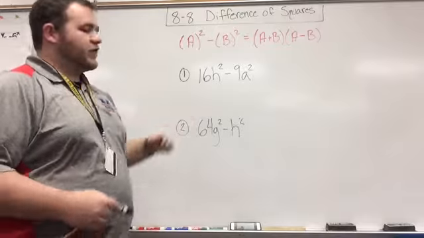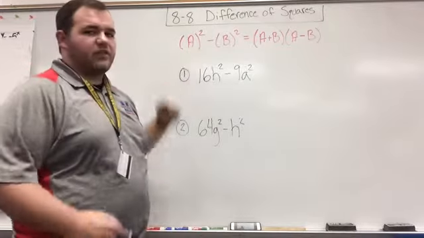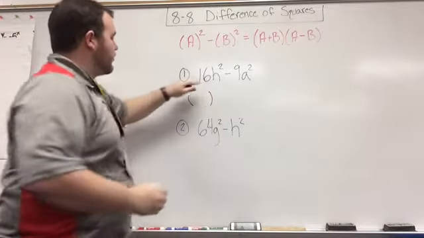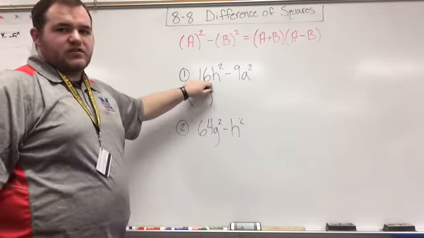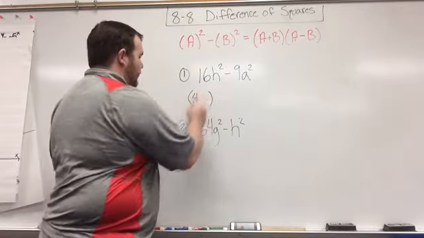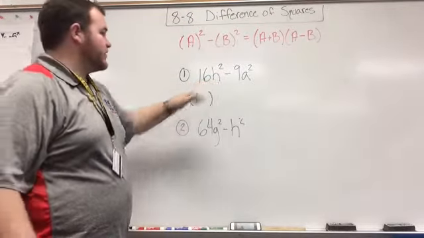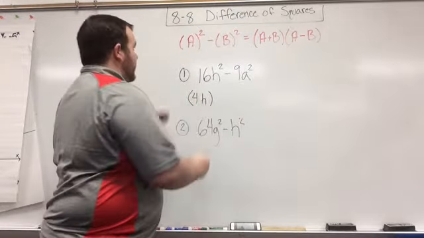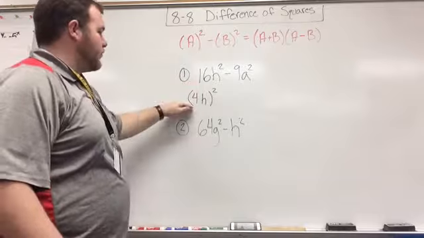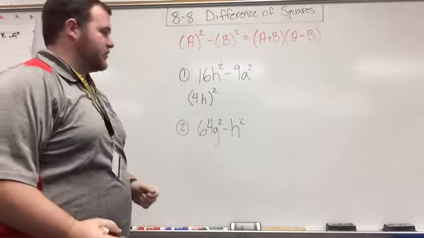And so if we look at this first example, we're going to go ahead and rewrite it kind of like this. So we have our parentheses. We need to find what squared equals 16h squared. So what times itself equals 16? 4. What times itself equals h squared? H. And then we got to put our squared out here. So we just changed the way we wrote it. 4h squared is the same thing as 16h squared.